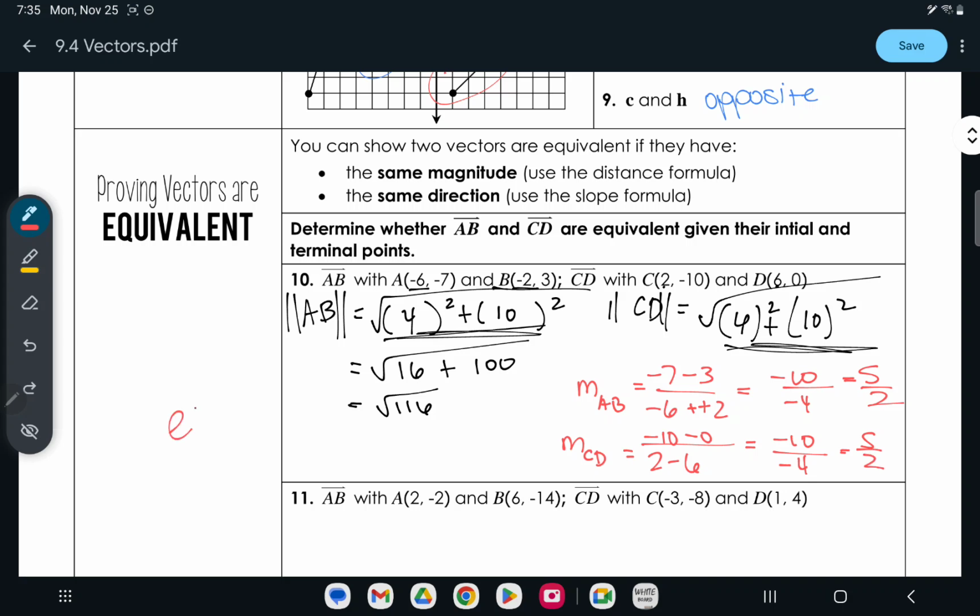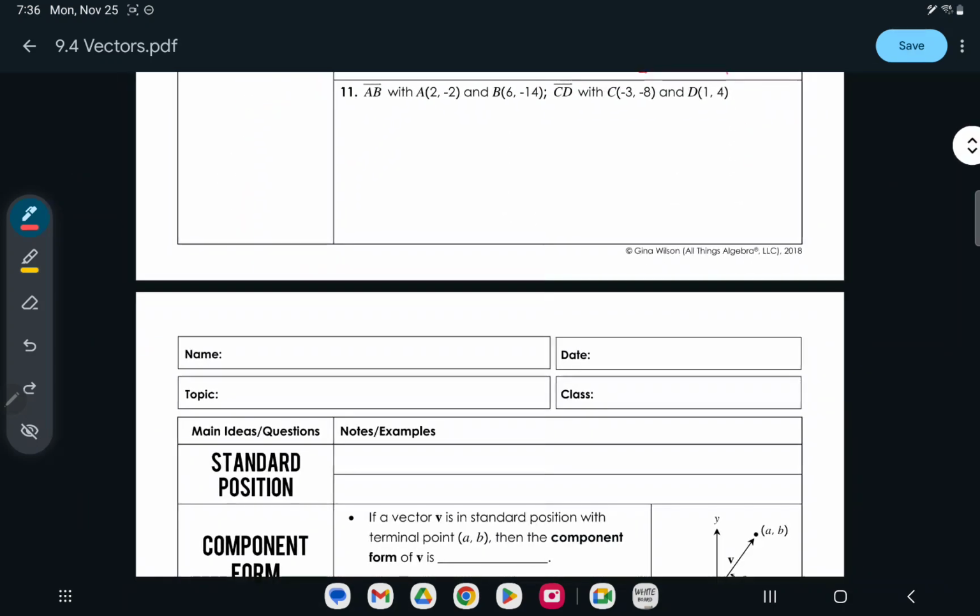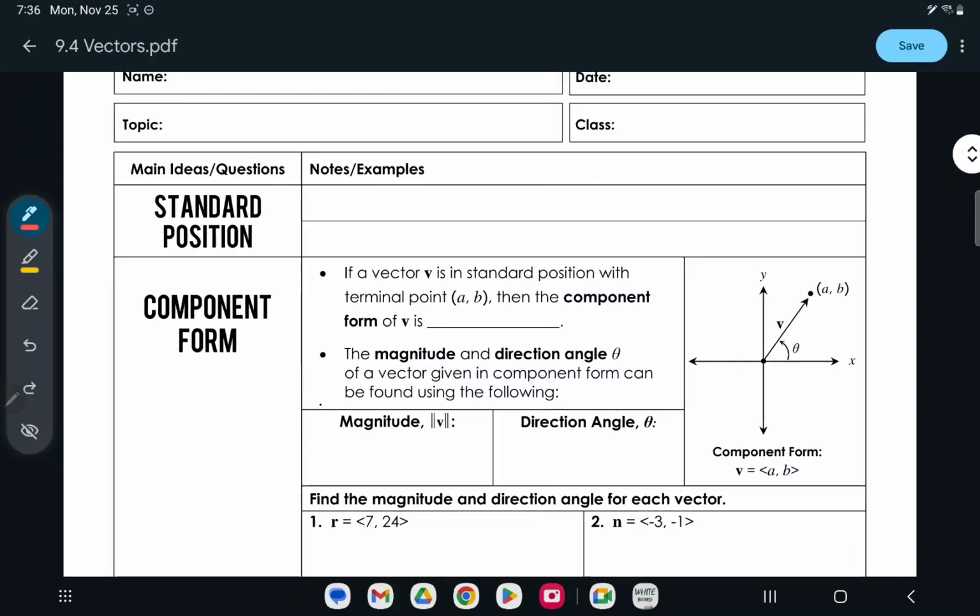So these are equivalent because they're the same. If one of these measures is not the same, then they are not equivalent. All right, so I'll let that one be one for you to try on your own.